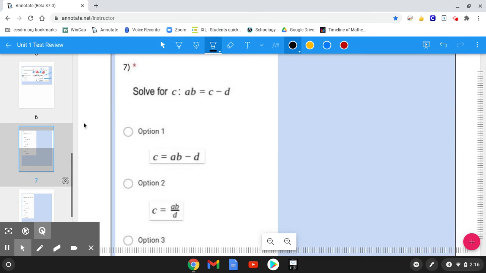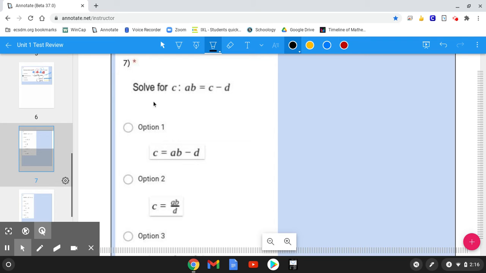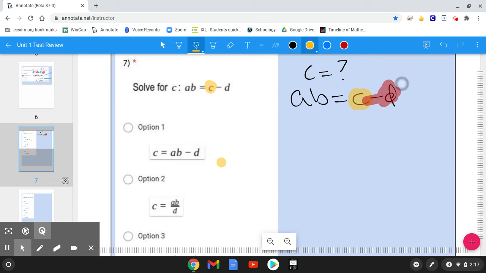Now let's take a look at number 7. Number 7 asks us to solve for c. They give us this equation and we're trying to solve for c, which means we want our answer to look like c equals something, which means we're trying to get that variable c all by itself. So let's rewrite it here. AB equals c minus d. We want c all by itself. What's on the same side as c that you don't want? That negative d, minus d. So we want to get rid of it. We want to move that minus d to the other side.